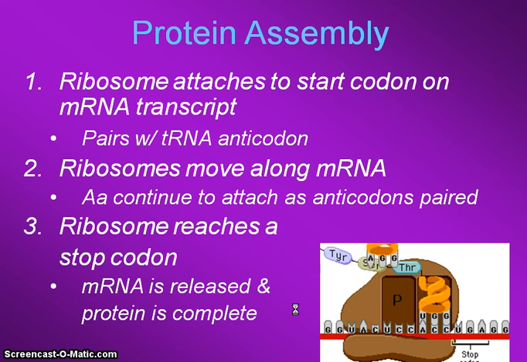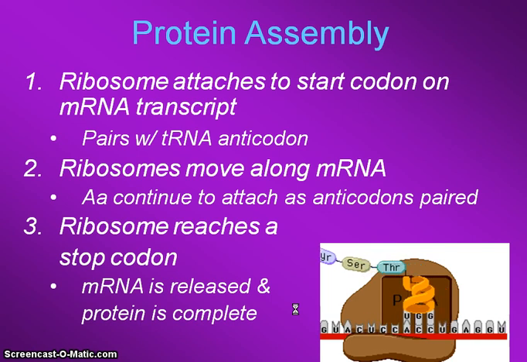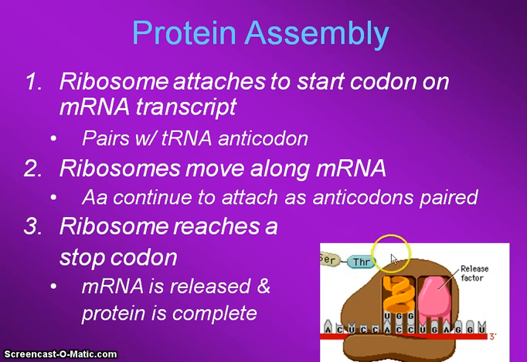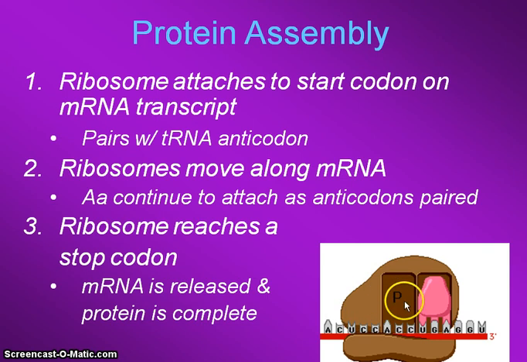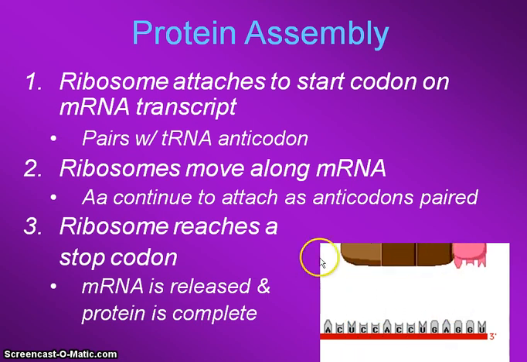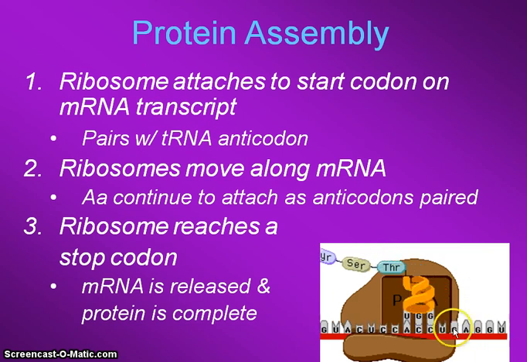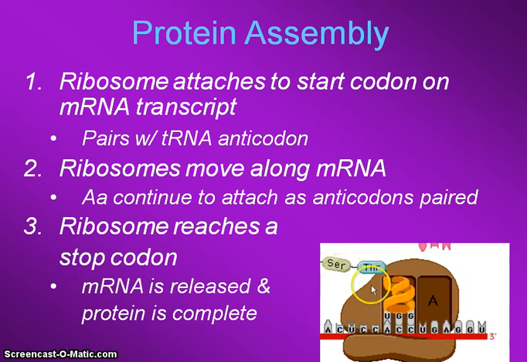This is just a summary here of this protein assembly process that we just talked about. So the ribosome attaches to the start codon on the mRNA transcript, which is going to pair with the tRNA anticodon, and the ribosome will continue moving along that strand of mRNA and attaching those amino acids as the anticodons are paired up until the ribosome reaches the stop codon, and then the mRNA gets released and the protein gets released, and everything is finished.